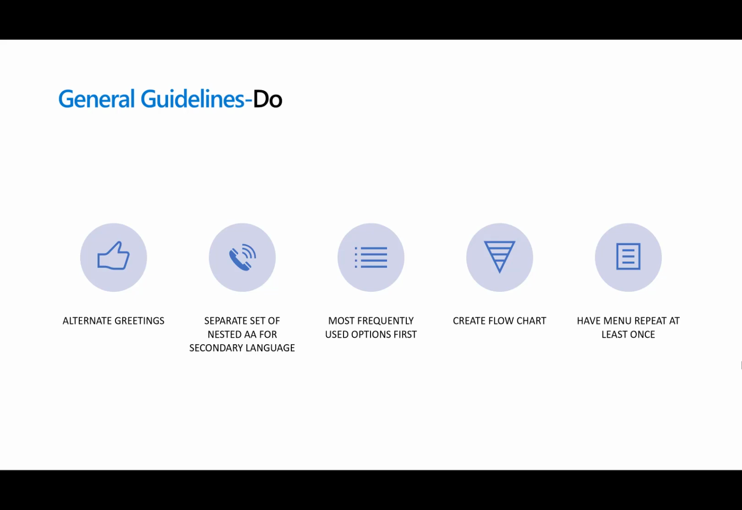Create a flow chart. It's best to analyze this with the customer and get it approved before you set up that architecture. And then have the menu repeat at least once. In most cases, somebody may go through the entire queue and hear an option, but they're not sure if they want it or not, and they need to hear it again. It can repeat up to 3 times. I would recommend doing it at least one more time.